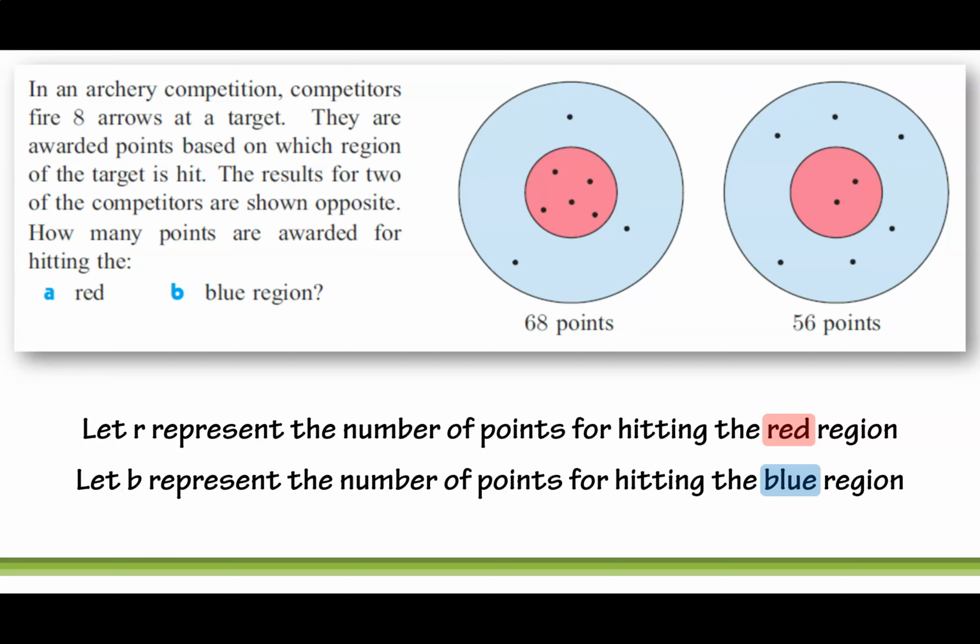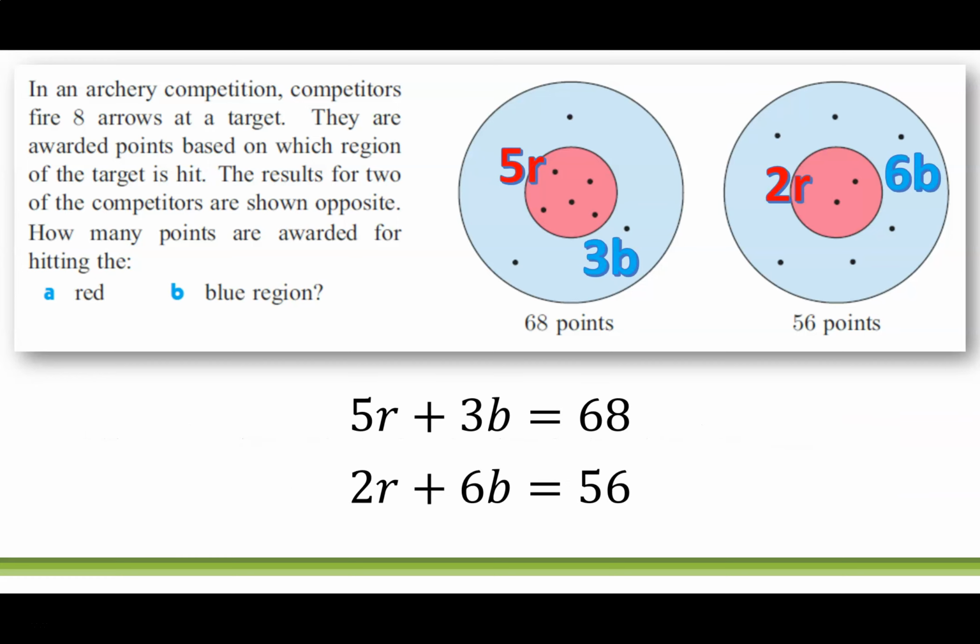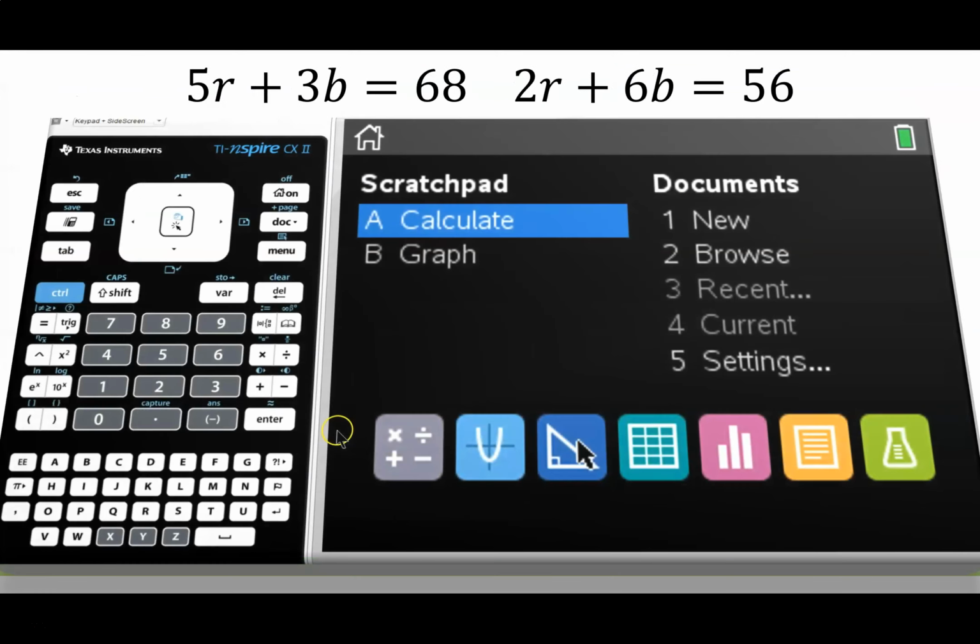Okay, so we've got, in the first case, 5 reds and 3 blues. In the second case, it was 2 reds and 6 blues. And so I've changed that into equations. 5 reds and 3 blues was 68 points. 2 reds and 6 blues was 56 points. And that, friends, is simultaneous equations right there. So back to the calculator we go.